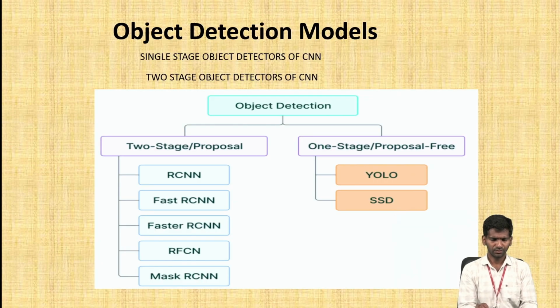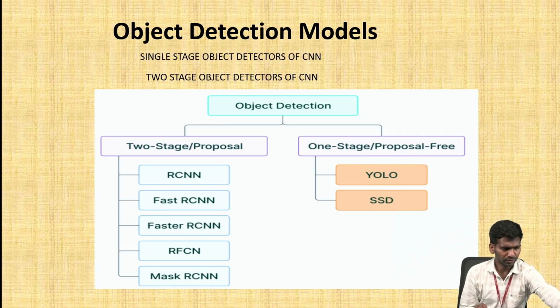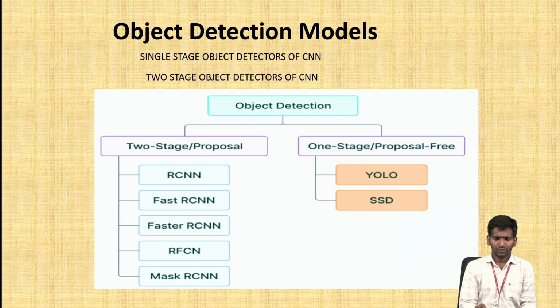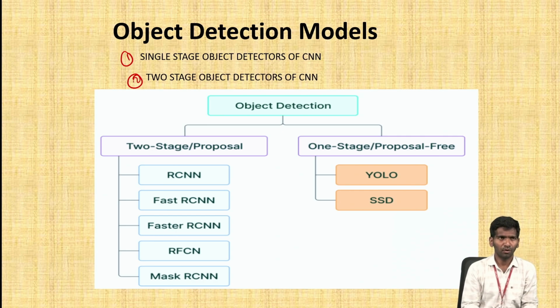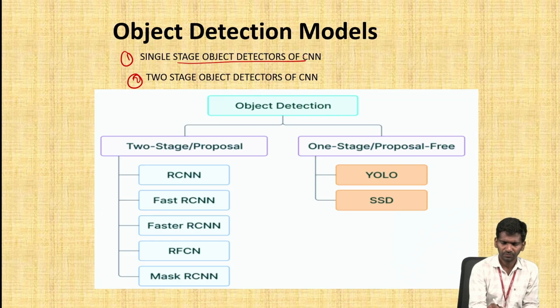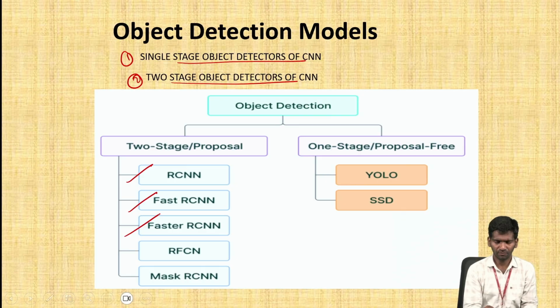Next we are going to see object detection models. There are two types of object detection models. The very first one is single stage object detection, and the other one is two stage object detectors. In two stage detectors, we will see RCNN and Faster RCNN. There is a little bit of difference between these. In single stage detectors, we will see YOLO.